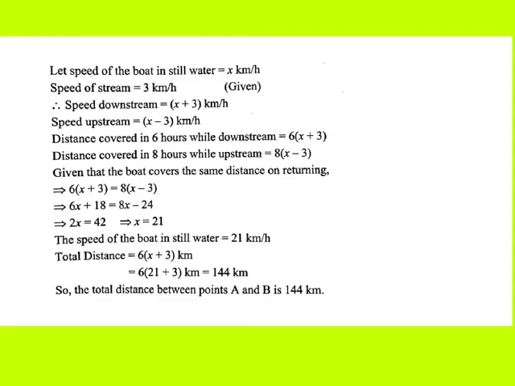Now the distance covered in 6 hours downstream will be 6 into x plus 3, because the formula is distance equal to speed into time, and the distance covered upstream is 8 into x minus 3. Now the distance covered downstream and upstream will be the same. So 6 into x plus 3 is equal to 8 into x minus 3. On multiplication of the brackets, we get 6x plus 18 is equal to 8x minus 24. And from here, x is equal to 21. So the speed of the boat in still water is 21 km per hour. Now put this value in the total distance and you will get the distance 144 km.